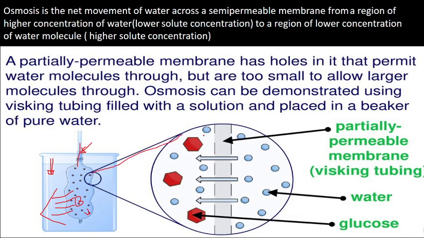You can see all the space. So this is the large molecule. In this case, they want to use it to separate glucose solution. So what happened? These are the small molecules.